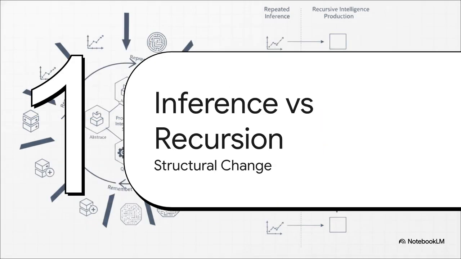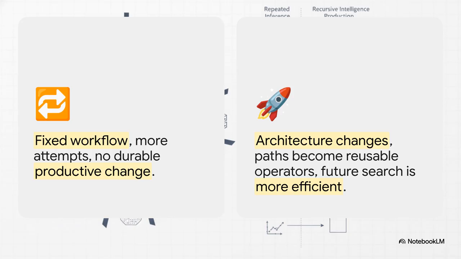Section 1. Repeated inference versus recursion. To begin, the paper argues that we must strictly distinguish a system that simply performs more search from a system that genuinely changes its productive structures. Let's consider repeated inference. You might have a conventional workflow that adds latent reasoning steps, verification loops, or external tool use to a base model. Yet, repeated execution of a fixed architecture is still only repeated inference.